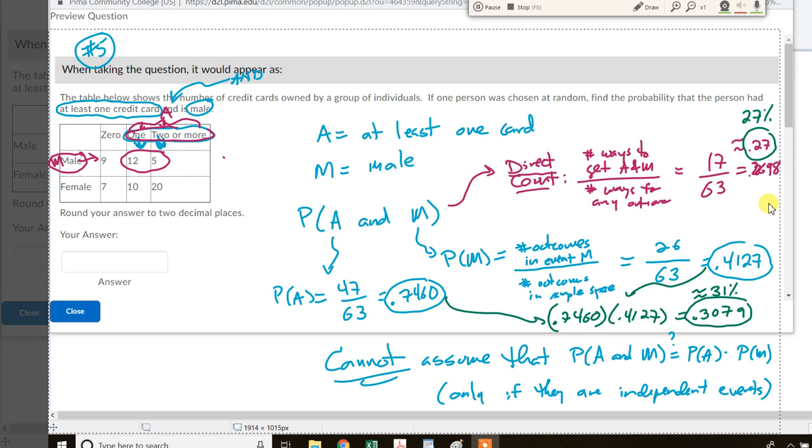That means if I know someone's male, it makes it less likely they're going to have one or more cards. Or vice versa, if they have one or more cards, it makes it less likely they're going to be male. Because I'm getting 27% have both characteristics at the same time, whereas I would have expected 31% if they were independent. Okay? So this is going a little bit above and beyond the question, but it's kind of interesting. So they're not independent. I cannot just multiply them and get the answer to the question.